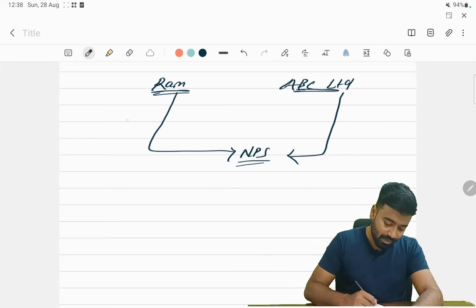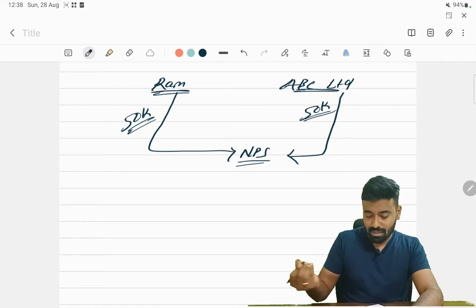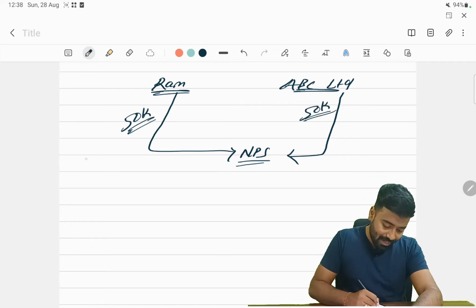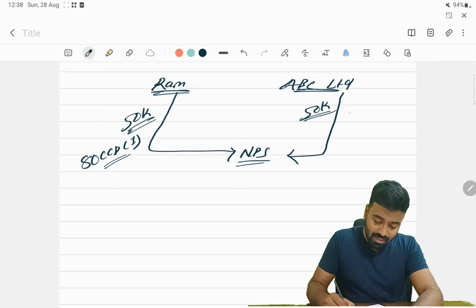How much is Ram contributing? Ram is contributing 50K, and ABC Limited is also contributing around 50,000 rupees. What Ram is contributing under the NPS will be covered under the 80CCD(1) section, and what ABC Limited is contributing will be covered under the 80CCD(2) section.